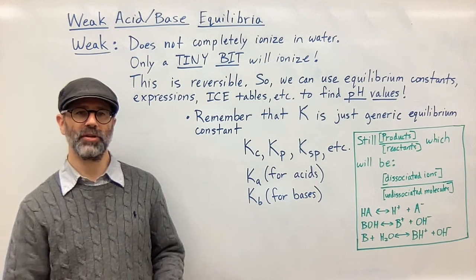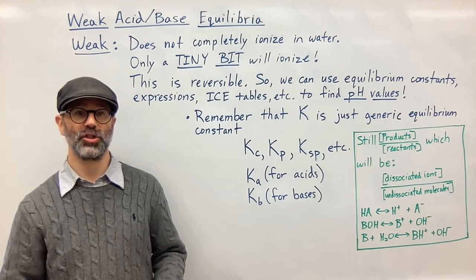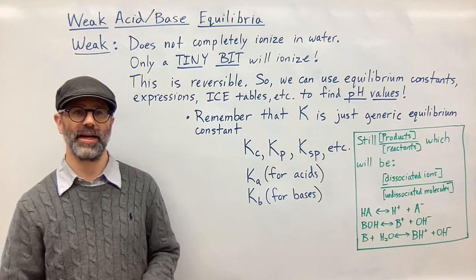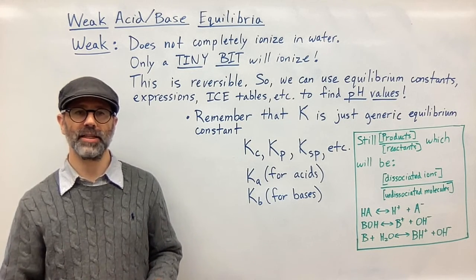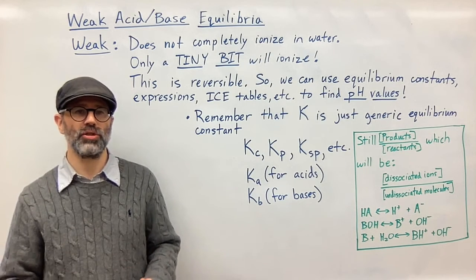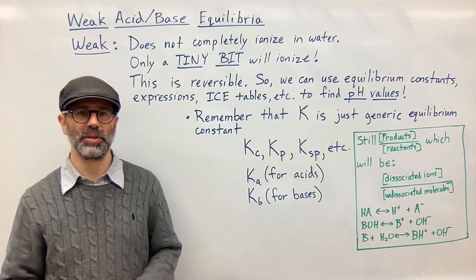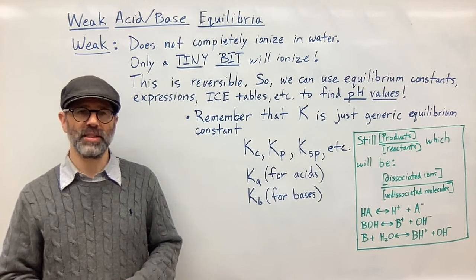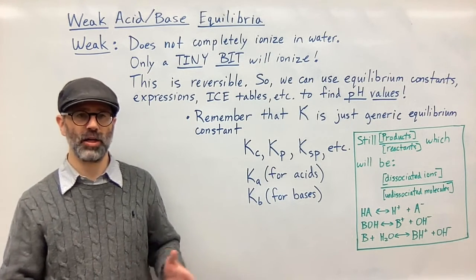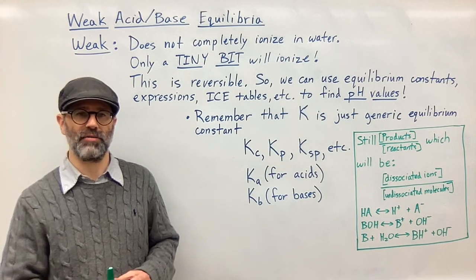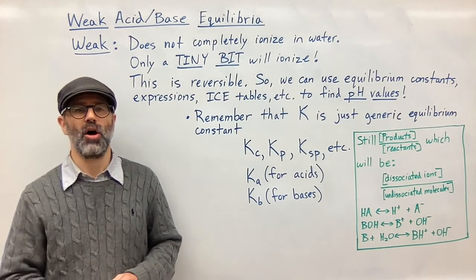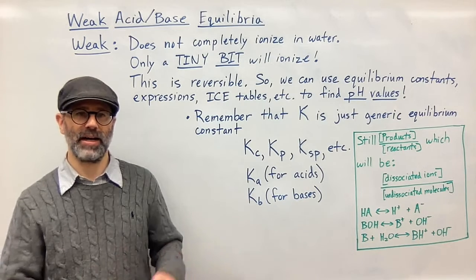Well, in my previous video I talked about strong acids and strong bases, and I said that a strong acid and a strong base are those acids and bases that will dissociate or ionize completely in water. Basically, you don't have any of the molecule left. You don't really have any of the compound left. All you have are the ions.